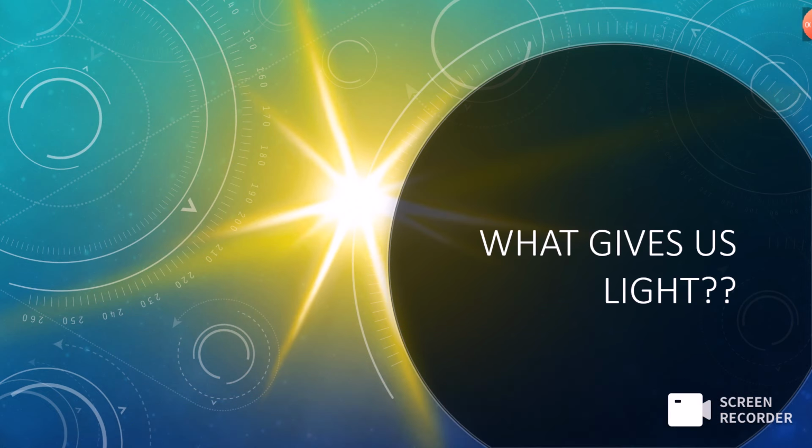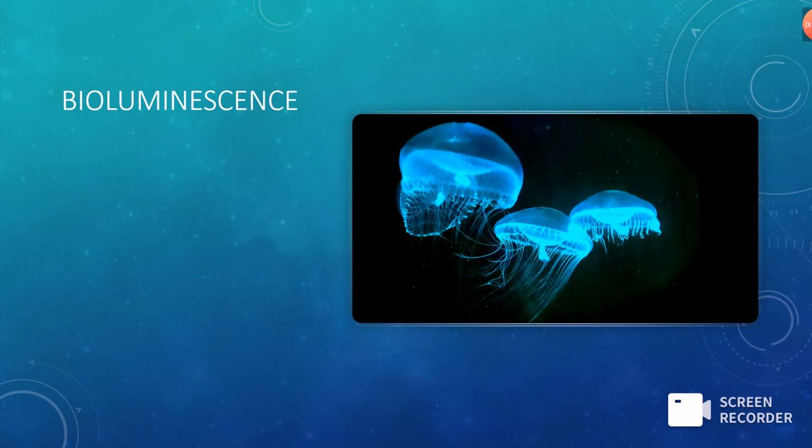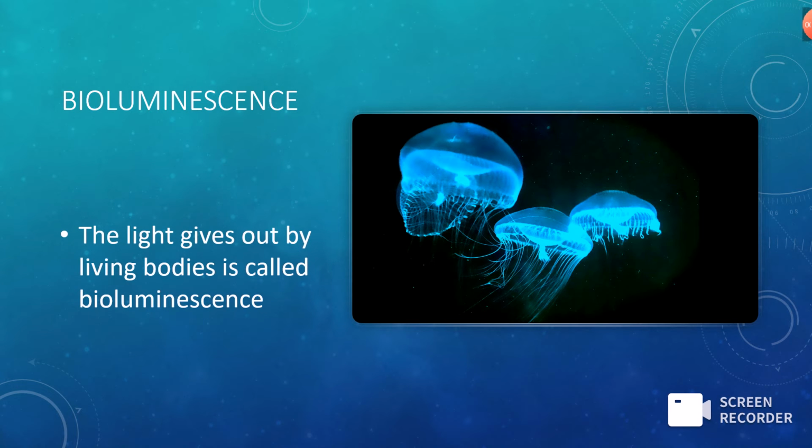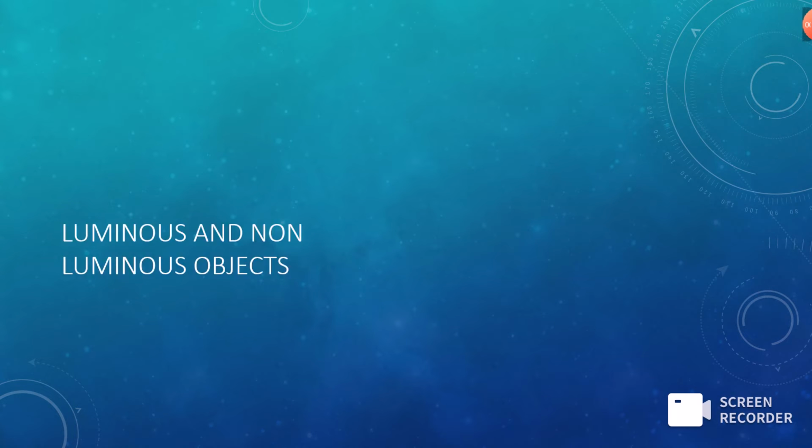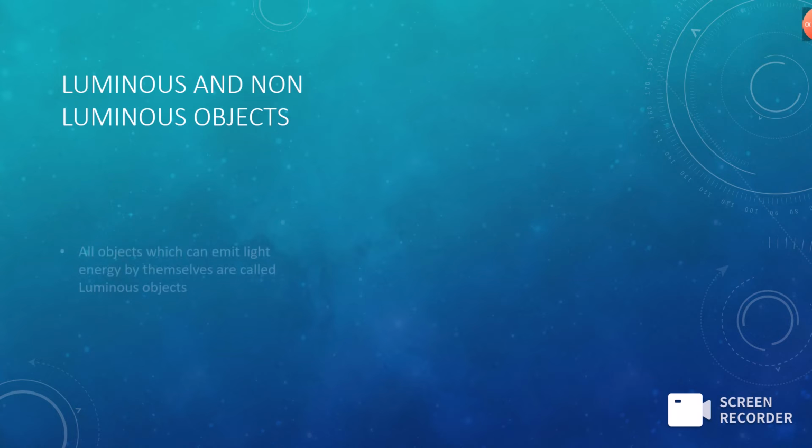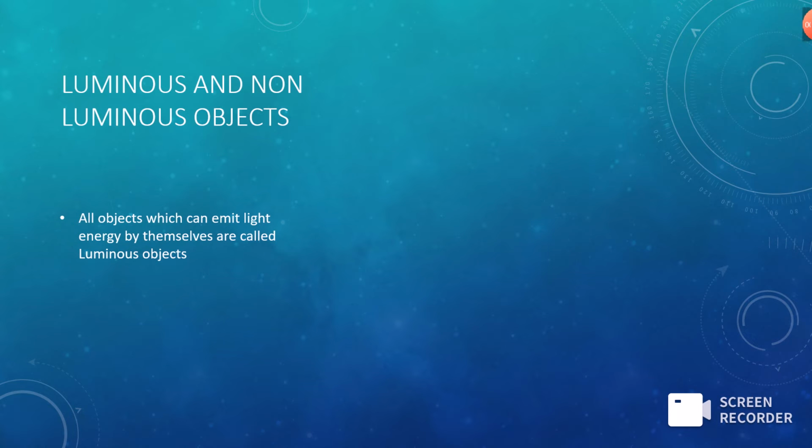What gives us light? It is the luminous objects, which can emit light of their own. What is bioluminous? The light given out by living bodies is called bioluminous. Luminous and non-luminous objects: all objects which can emit light by themselves are called luminous objects, while the objects which cannot emit light energy of their own are called non-luminous objects.